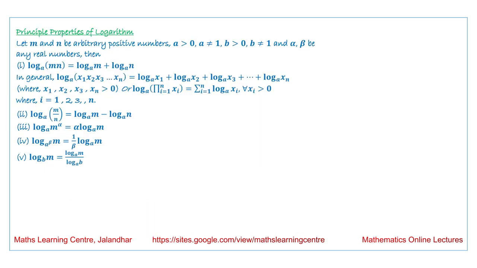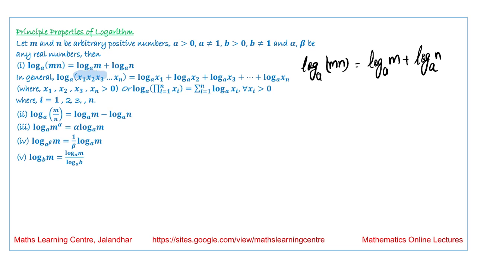Now we have listed some principal properties of logarithm. These properties we have already studied when we were discussing the logarithmic function in our chapter related to relations and functions. So the first property is log of mn to the base a, which is equal to log of m to the base a plus log of n to the base a. So this result can be generalized for n different values.